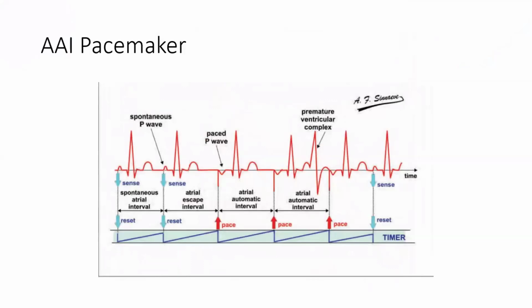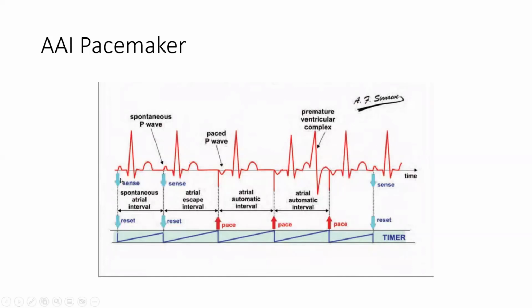For another example of a single chamber pacemaker, let's take an AAI pacemaker. What is meant by AAI? The first A is that the pacemaker is pacing the atrium. The second A is the pacemaker sensing the atrium. And the third letter, I, is the pacemaker causing inhibition in the atrium. Here, it feels the A wave, so it's reset.